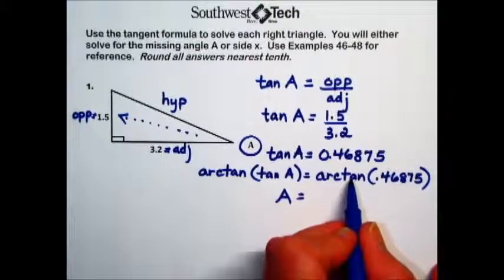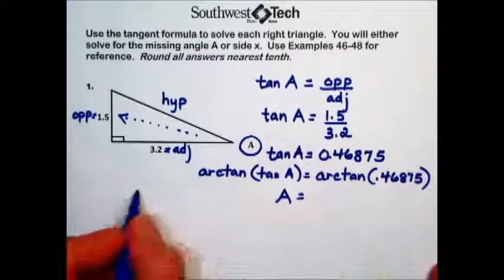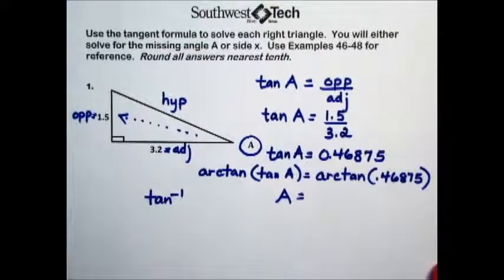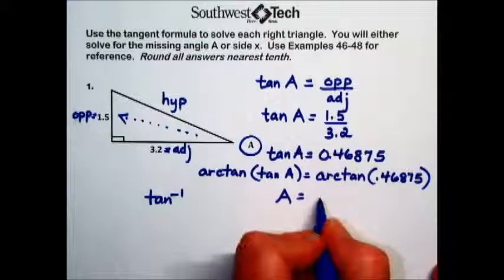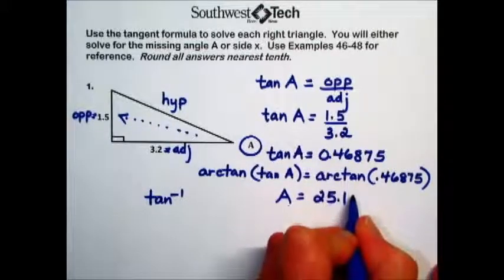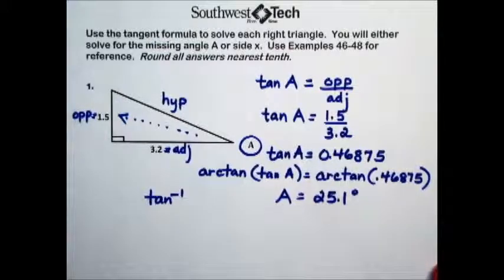The arctangent of tangent, since these are inverse functions, leaves the angle A, what we're looking for, and the right-hand side, we'll use our calculator to determine this value. Arctangent, just like arcsine and arccosine, often is symbolized with tangent to the -1 power on your calculator. You will use your second or shift key, and it should give you a value of 25.1 degrees for the measure of angle A.